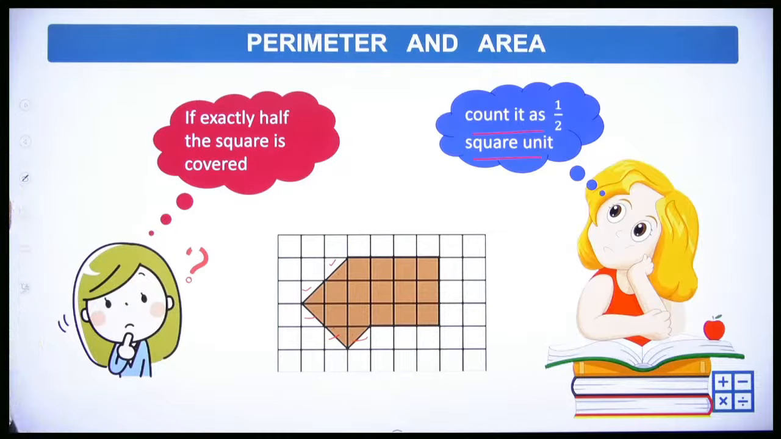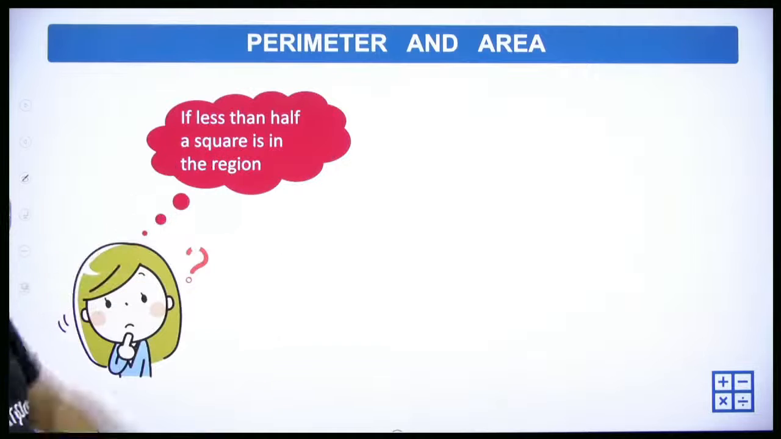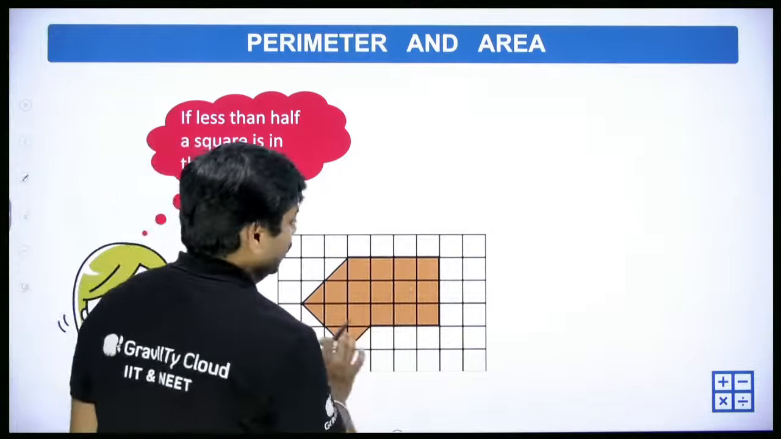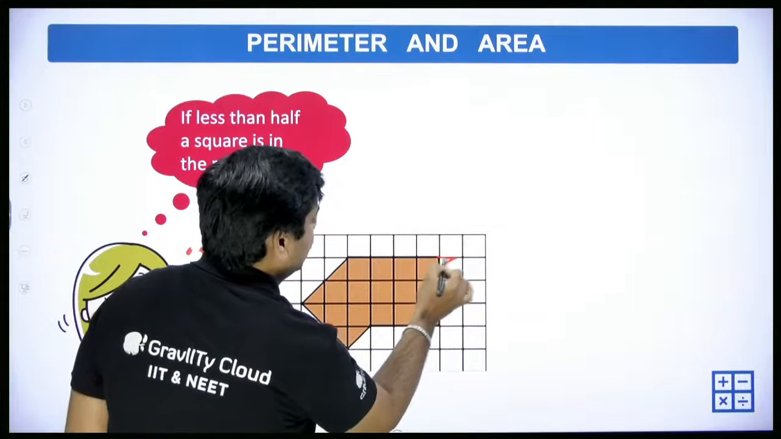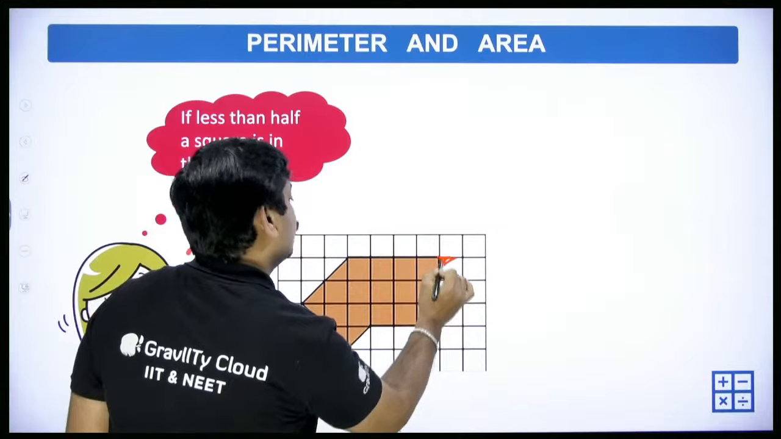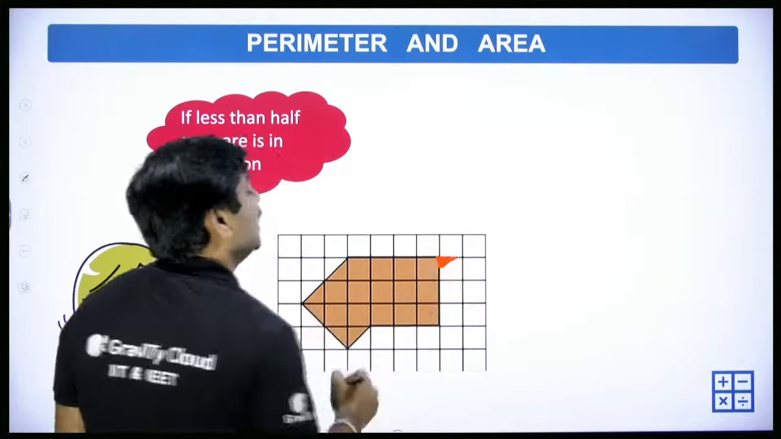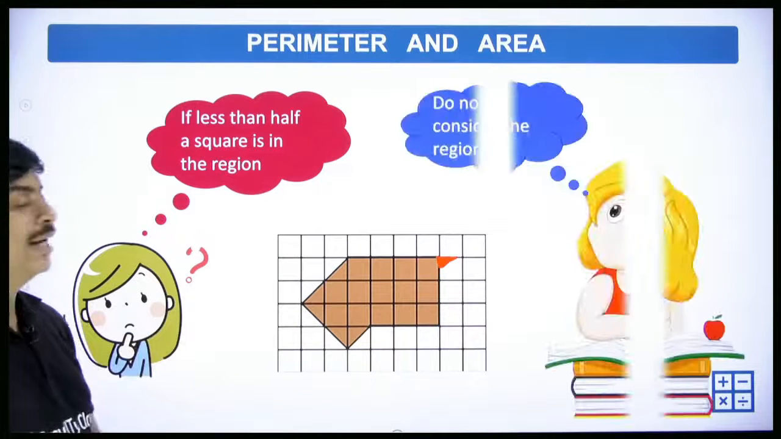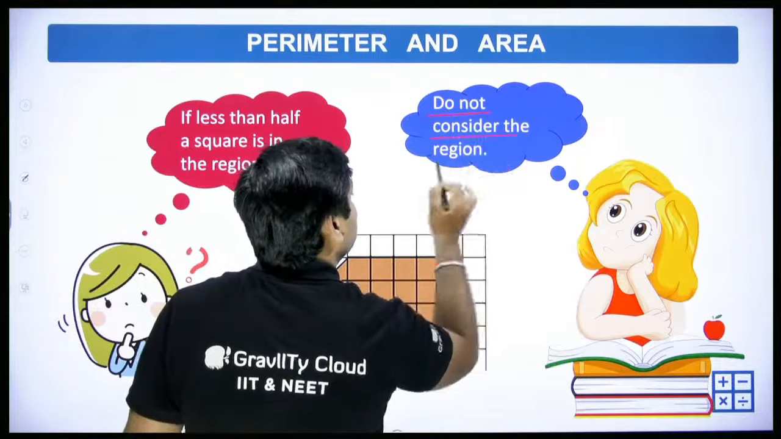Okay, so moving ahead, if less than half a square is in the region, that means in the same figure we have one more box which is something like this. This got the small part. So now you want to add this as one square unit, but you cannot, as it is less than half. As that region is less than half, it is considered as 0. Do not consider the region.